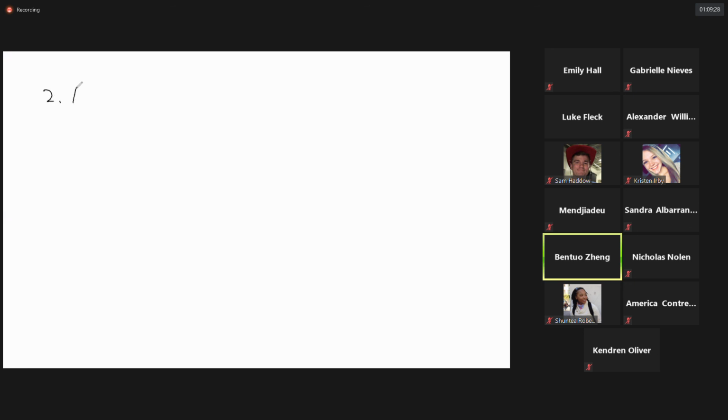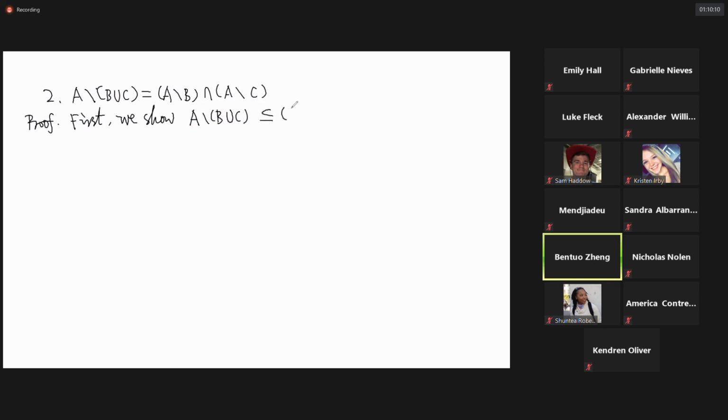So we want to show that A minus B union C is equal to A minus B intersect A minus C. Again, we'll follow the two-step proof. First, we want to prove the left-hand side, A minus B union C, is a subset of A minus B intersect A minus C.